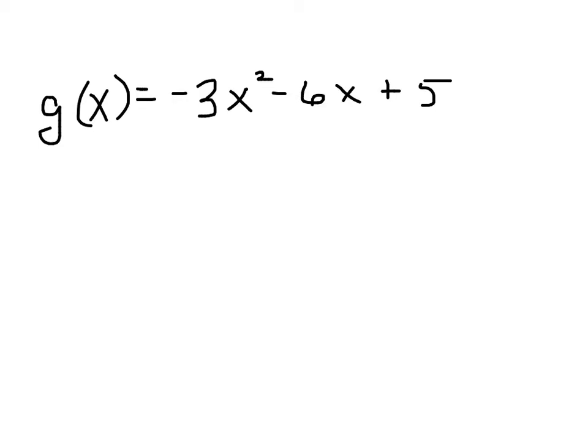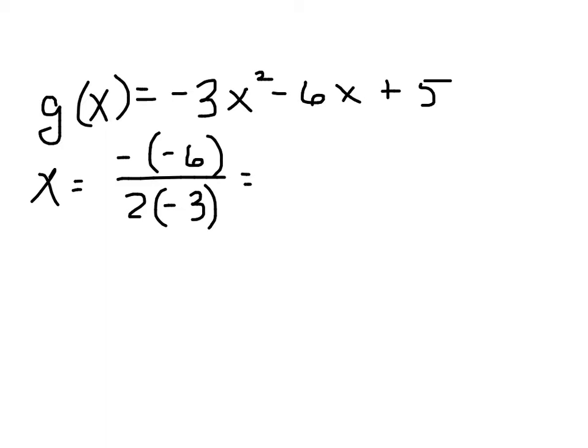Okay, first things first, let's find the x. What number's in the b? Negative b over 2 times what's in the a? Two negatives on the top make it a positive. And on the bottom, what's 2 times negative 3? Negative 6. And what's 6 divided by negative 6? Negative 1. So that is, right now, the x-coordinate. That's the turning point. Okay?